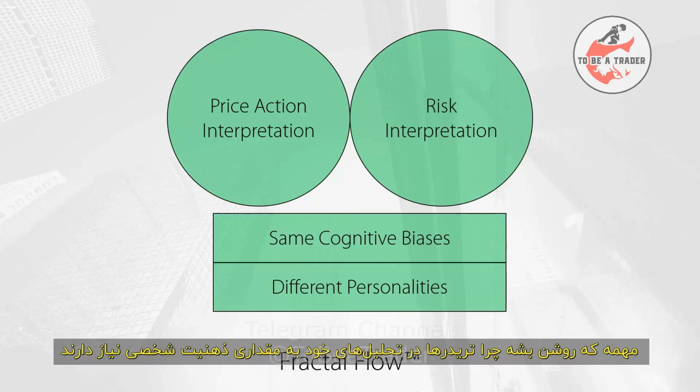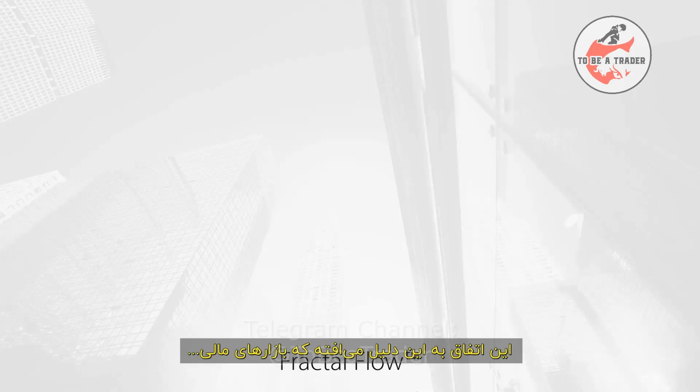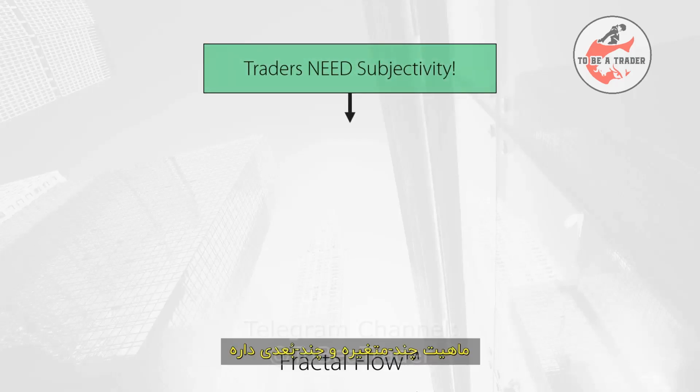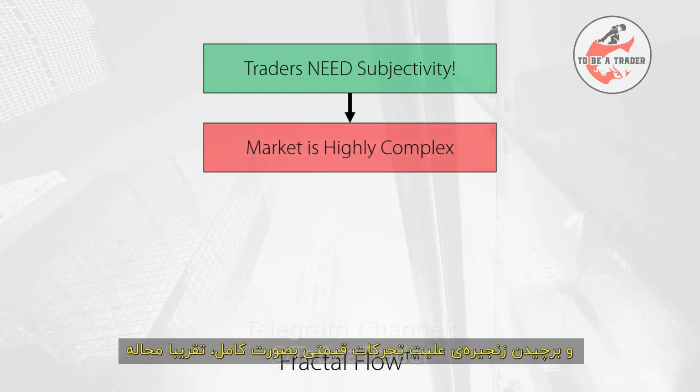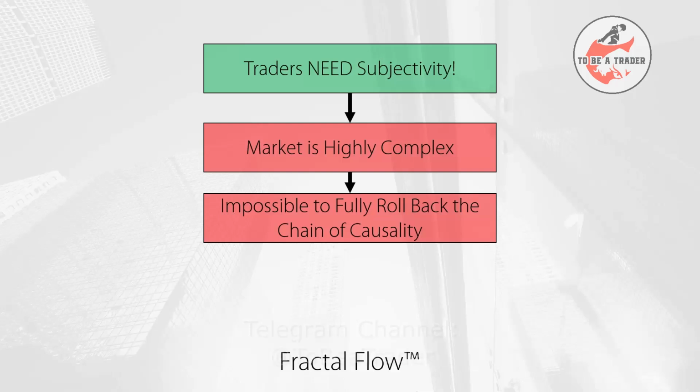It is important to clarify why traders need some degree of subjectivity in their analysis. This happens because the financial markets, as we already pointed out in previous lectures, are a multivariate and multidimensional entity, and it is virtually impossible to roll back the chain of causality of price movements completely. That's the central point of the subjective interpretation of markets and its practical necessity.